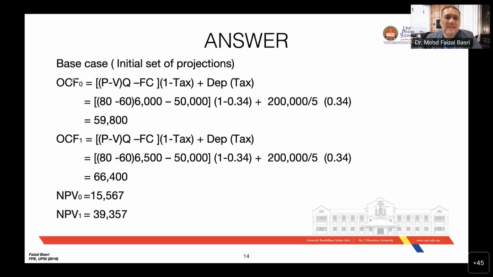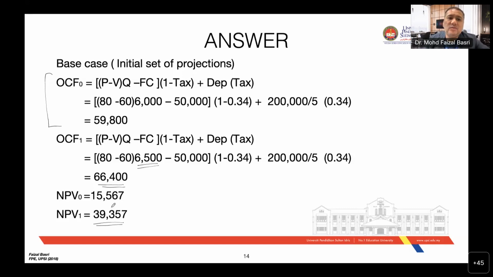Okay, so this is the original OCF. We've done this before, 59,800. And for the alternative OCF, all variables will remain the same except for our Q. For Q, I will use the upper bound value of quantity unit sales. And notice everything else remains constant, no changes whatsoever. Based on these calculations, our OCF is 66,400 ringgit. So every year for 5 years, this company will generate 66,400 ringgit based on an estimated quantity of 6,500 units. And with this, our new NPV will be 39,357 ringgit. Okay, a slight increase based on our estimation.